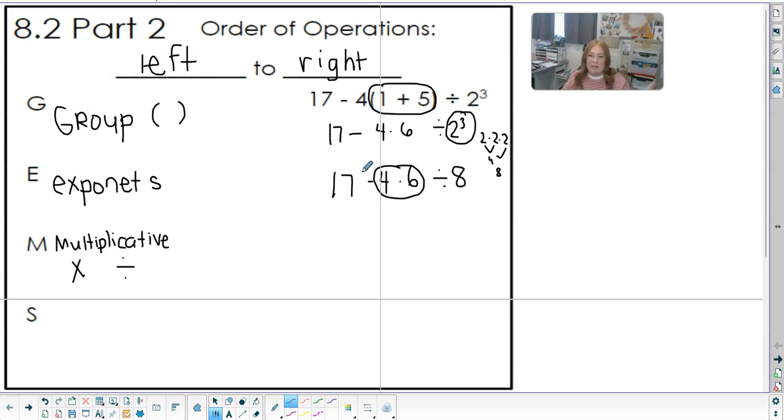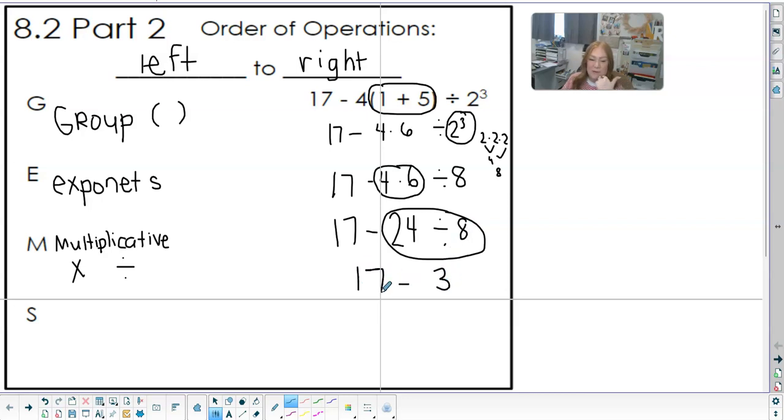If it had the 8 divide, or if it divided over here, we would have to divide first, but we came to the multiply first. We have to do that first. So 4 times 6 is 24 minus, we got 17 minus 24 divided by 8. So we're still on M. We're still on our multiplicative operations. Here's a minus, here's a divide. So we need to divide next. 24 divided by 8, 8, 16, 24 is 3. Bring everything else down.